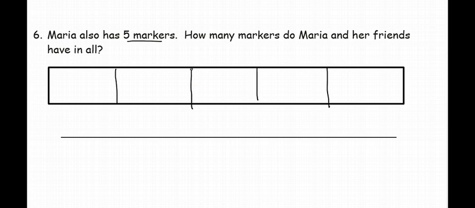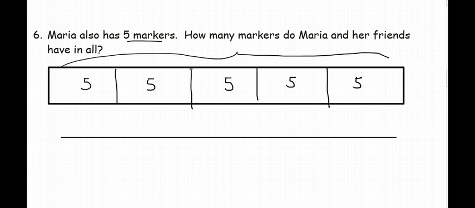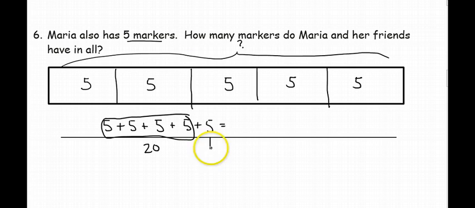And again, each person has 5 markers. So I'll put that in each section. And the question now is, how many markers do they have in all? This repeated addition problem would be 5 plus 5 plus 5 plus 5 plus 5, because we have 5 sections of 5 this time. Well, when we had 4 sections of 5, that was 20 markers. Now I just have to add on one more section of 5 for a total of 25 markers.